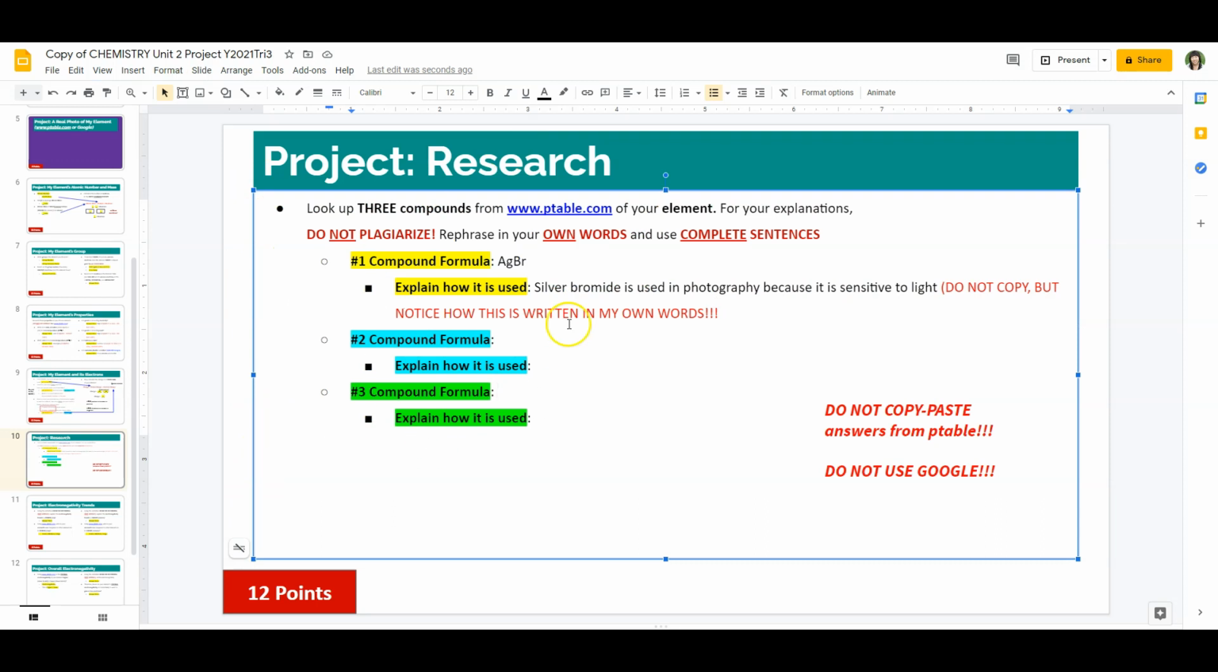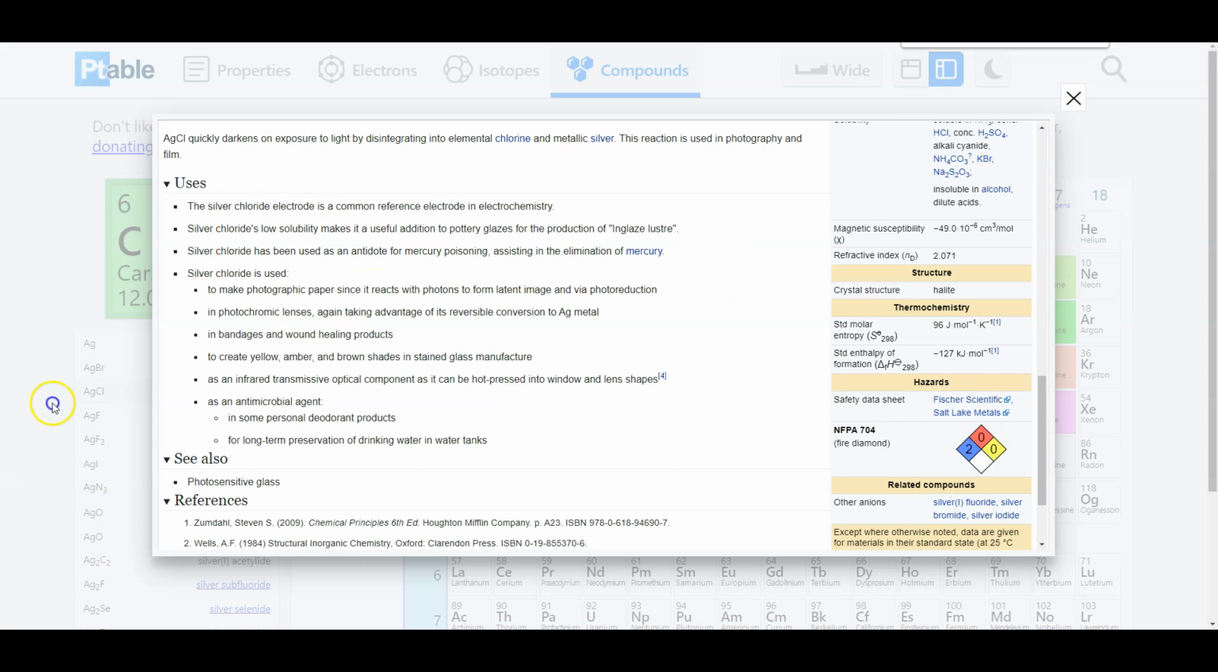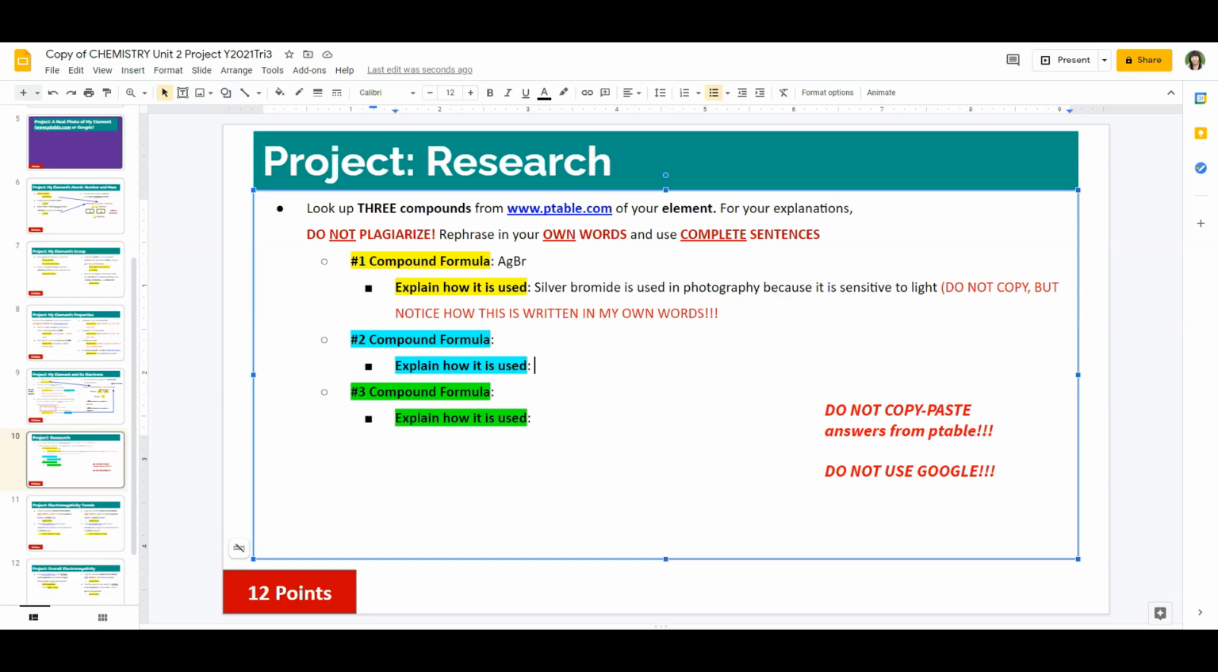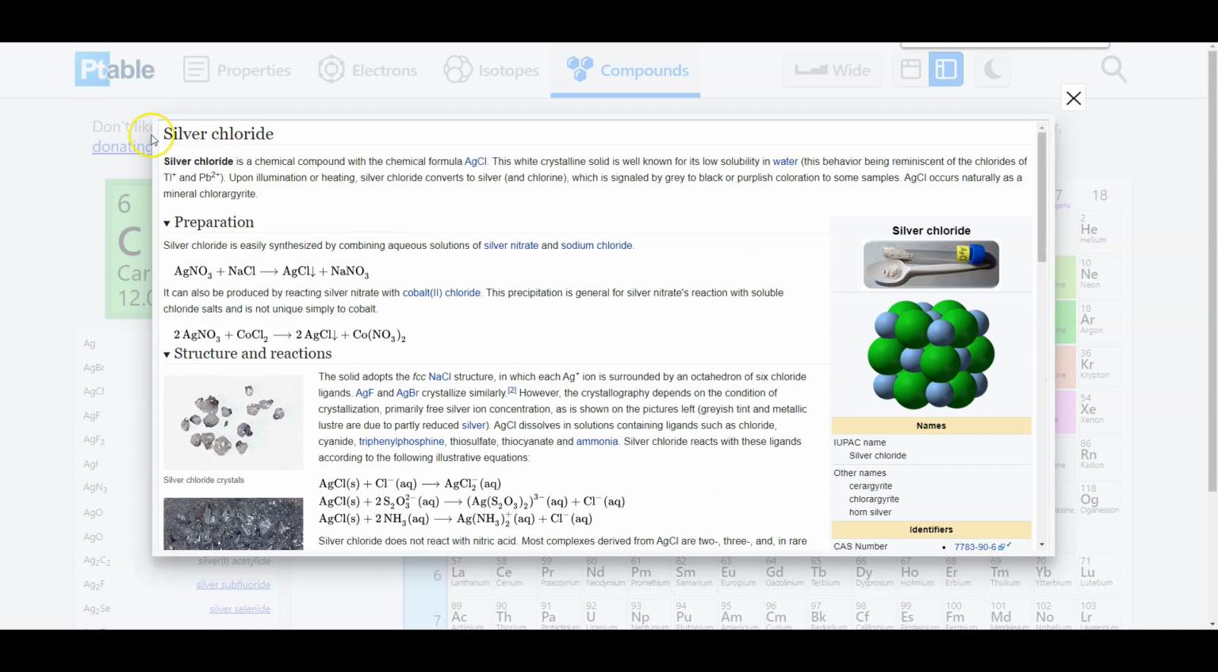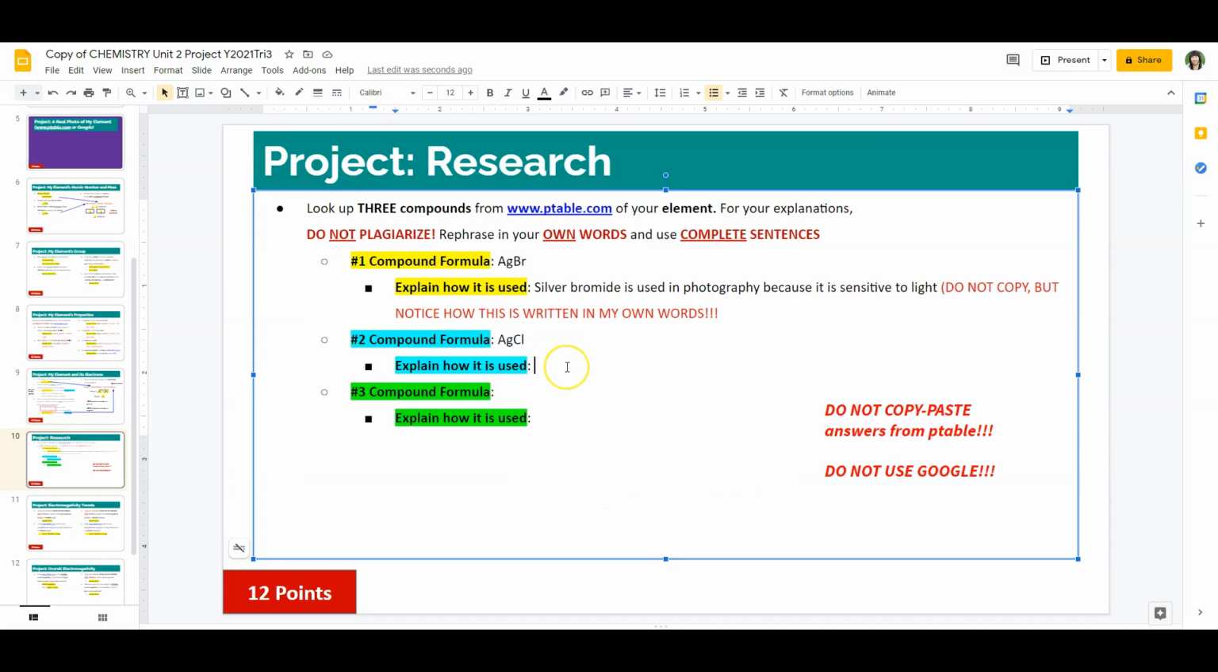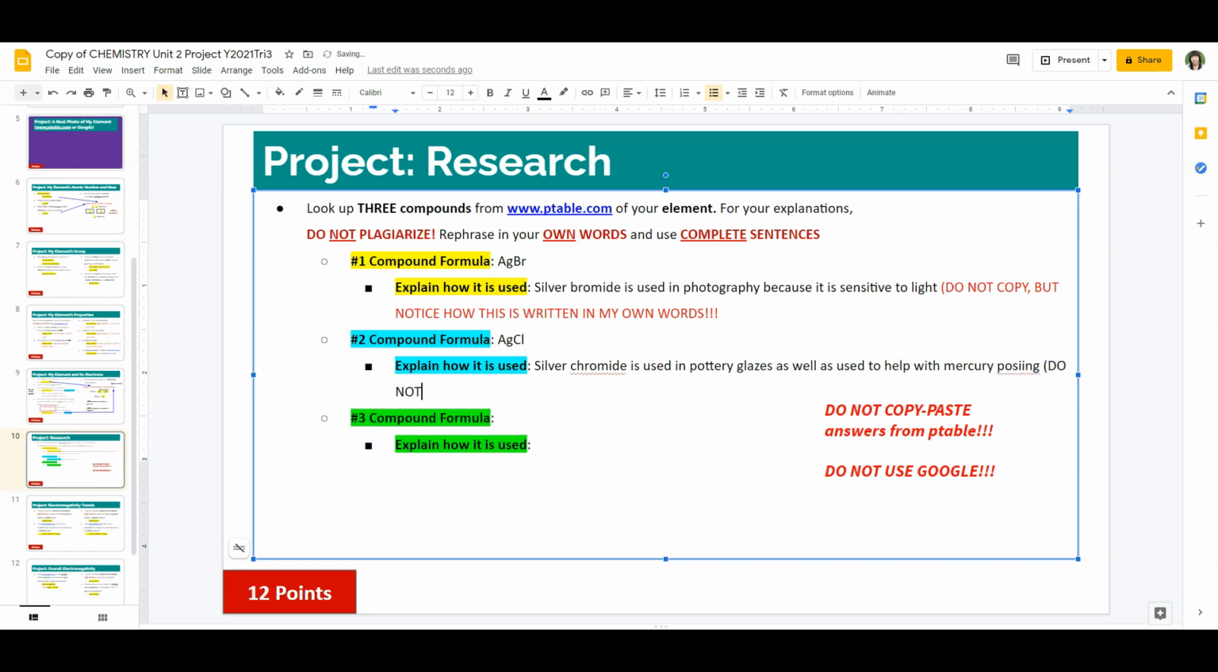That's the whole point of this slide, for you to learn a little bit more about how your element is used in the real world and some interesting applications for it. So I could then include AgCl. For the compound formula, you do need to include the actual abbreviations, and then in your explanation include the name. So silver chloride is used in pottery glazes, as well as to help with mercury poisoning. Okay, do not copy.